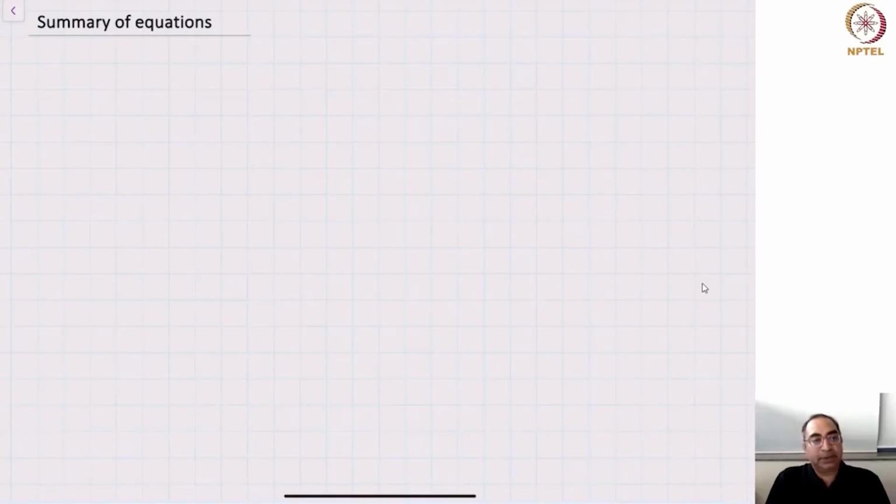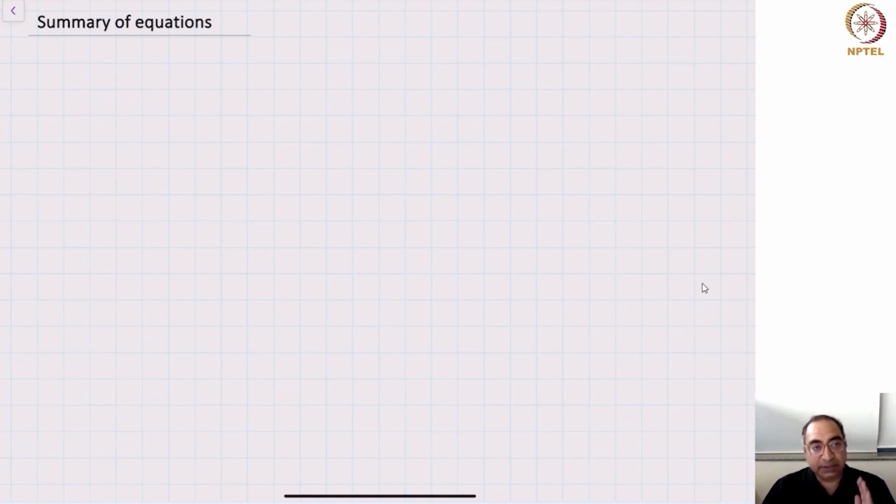Hello everyone. In today's lecture, we'll be looking at all the equations that we've derived so far. It's a summary of all the equations in the bulk, as well as the equations at the interface, the boundary conditions at the interface. And this will set the stage for launching into newer topics in this course.